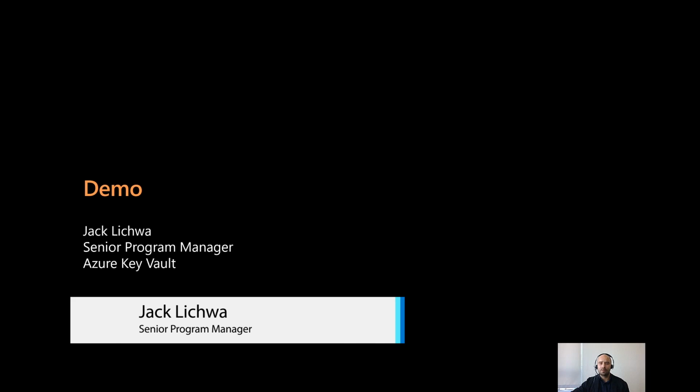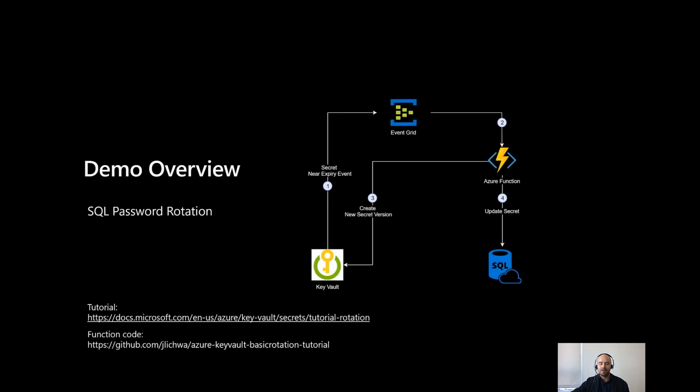Today I want to show you how to rotate a SQL password stored in Key Vault using an Azure Function. Let me start with the diagram. You have Key Vault with the SQL password stored as a secret.